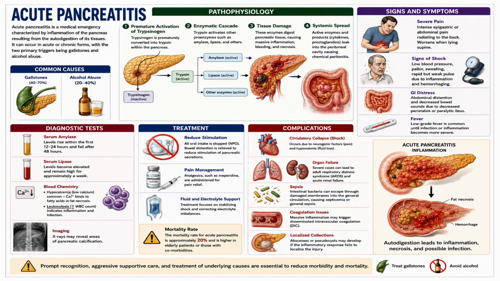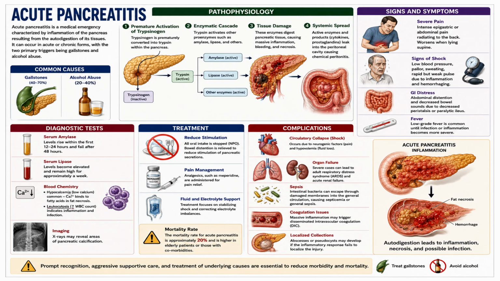Clinically, it presents as a sudden, severe epigastric or abdominal pain radiating to the back and typically worsens when the patient is lying down. Patients may also show signs of shock, such as low blood pressure, hypotension, a rapid but weak pulse, pallor, like they look very pale, along with GI distress, like abdominal distension, a low-grade fever. Now, to diagnose acute pancreatitis, we usually look for elevated serum amylase and lipase levels, as well as hypocalcemia, low calcium. This occurs as calcium ions bind to the fatty acids in areas of the fat necrosis.